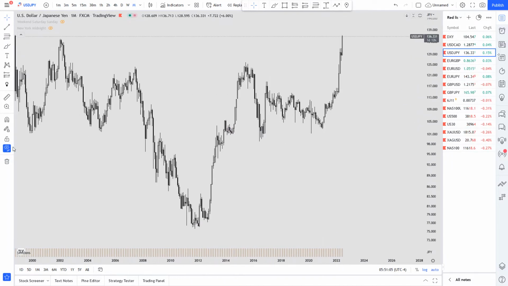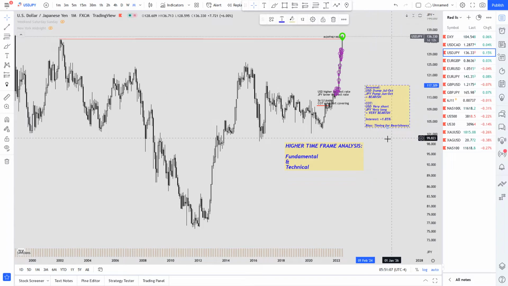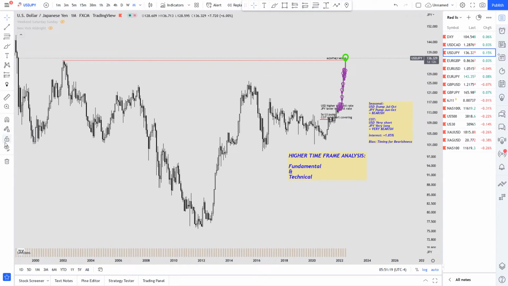But the benefit of having fundamental knowledge in the back of your mind is we can start to anticipate things. So seasonals showing bearish soon, COTs bearish, interest rates, if this was bearish, then it would be very strongly bearish. But the point is, with technicals, it's hard to anticipate. You have to be more reactive. But with fundamentals, you can get an idea of what is likely to happen before it happens.